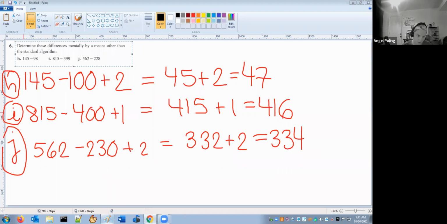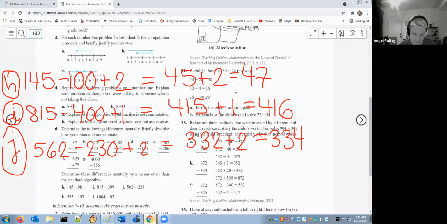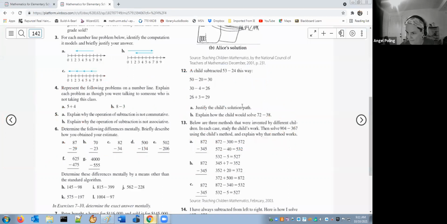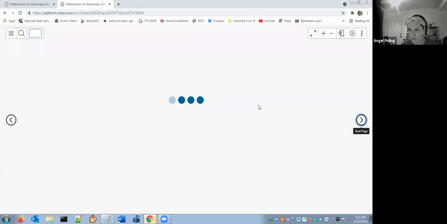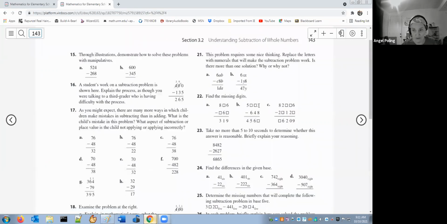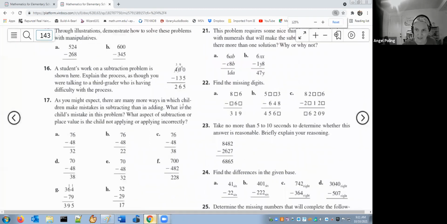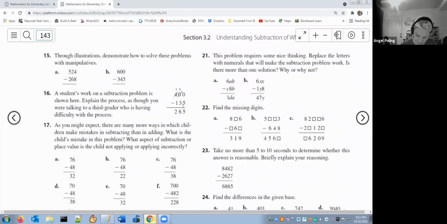Okay, so number 15, 17. So let's go to the next page. Okay, through illustration, demonstrate how to solve these problems. Okay, perfect. Okay, so base 10 manipulatives is generally what we have to work with.